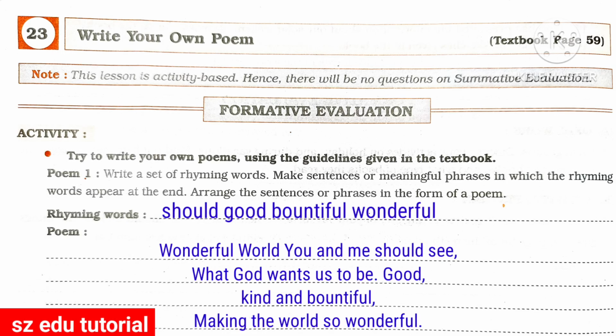In this video, I have written 5th standard chapter number 23 English. Write your own poem. First activity, poem 1. Write a set of rhyming words. Make sentences of meaningful phrases in which the rhyming words appear at the end. Arrange the sentences or phrases in the form of a poem.